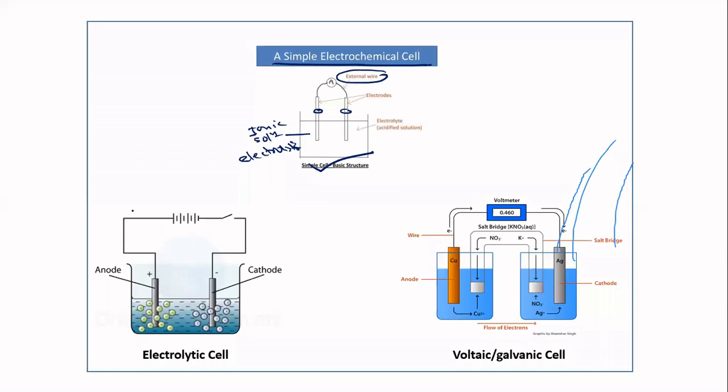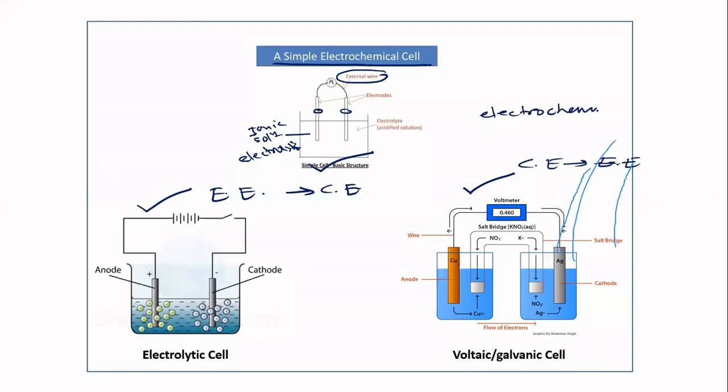And now this is the electrolytic cell, and this is the voltaic or galvanic cell. Here the electrical energy is converted into chemical energy, and in this the chemical energy is converted into electrical energy. So you can easily understand the electrochemical cell by using this slide.